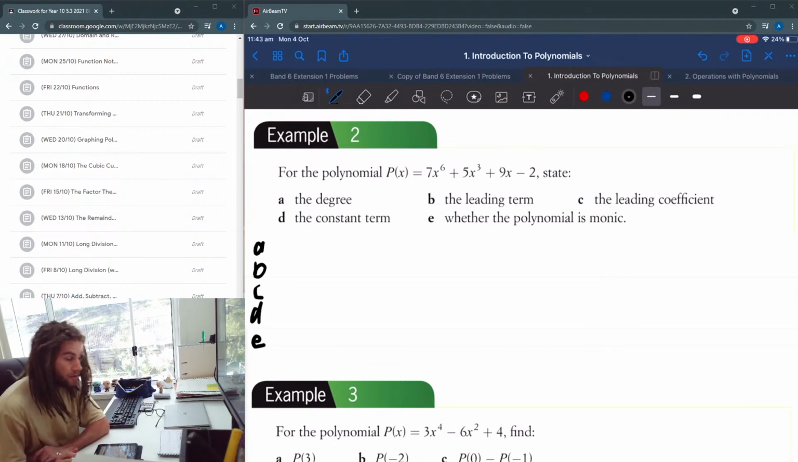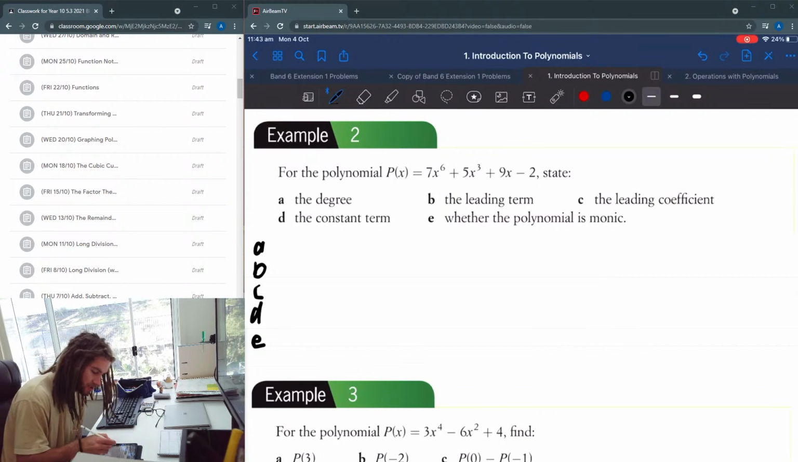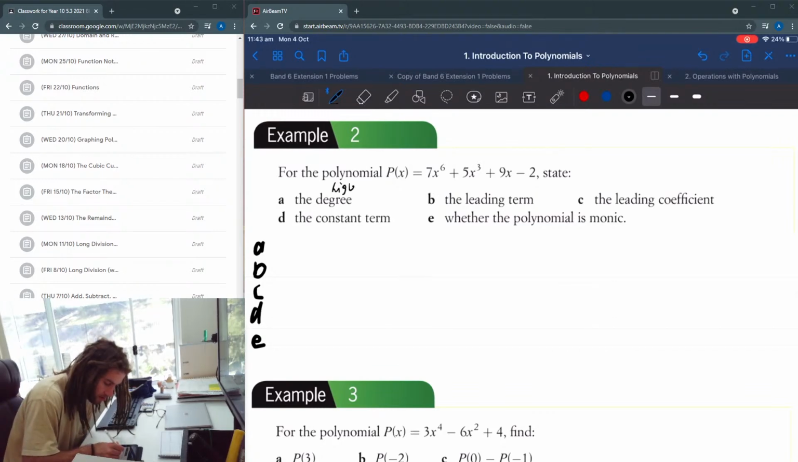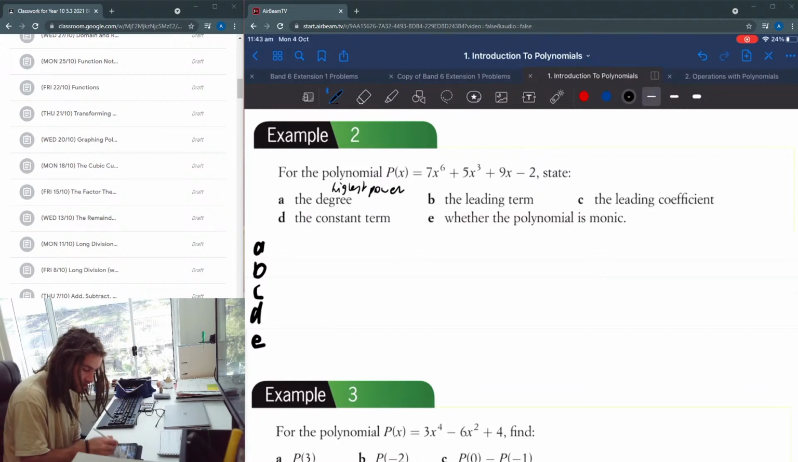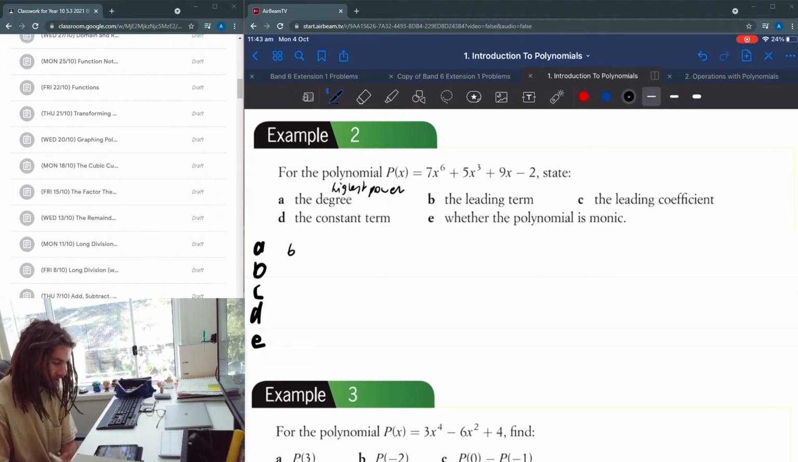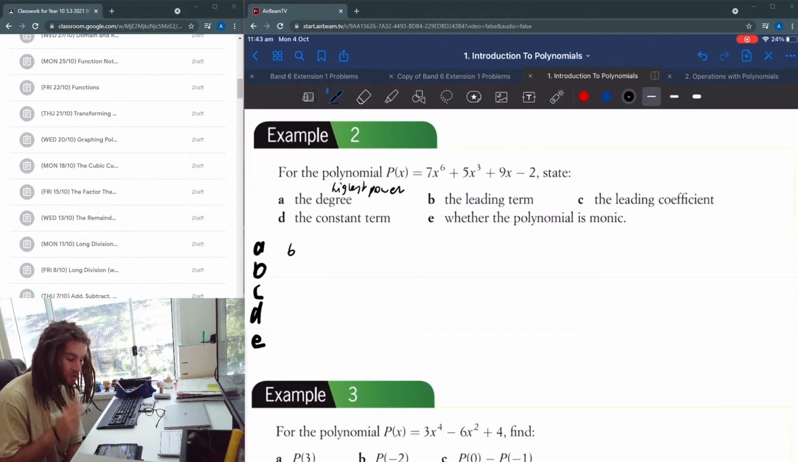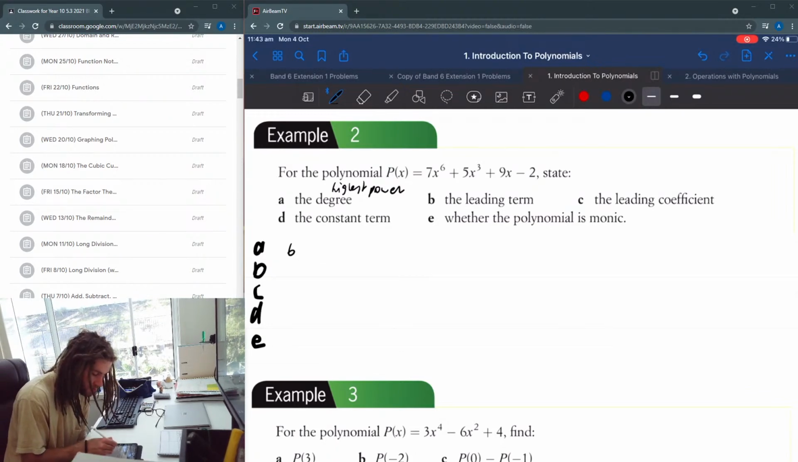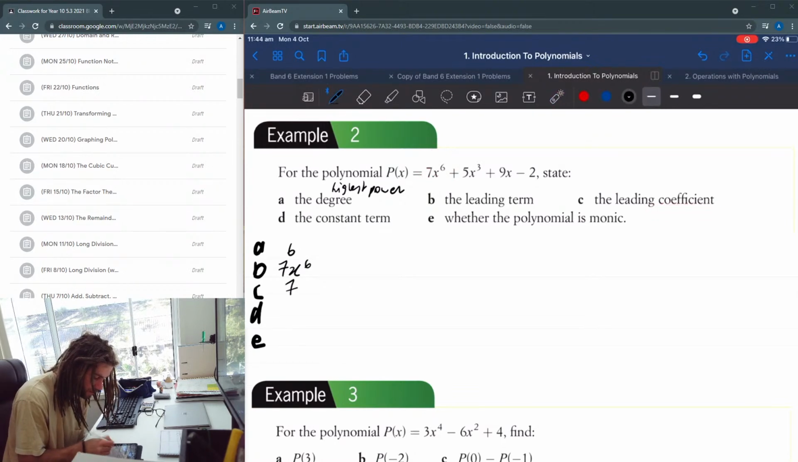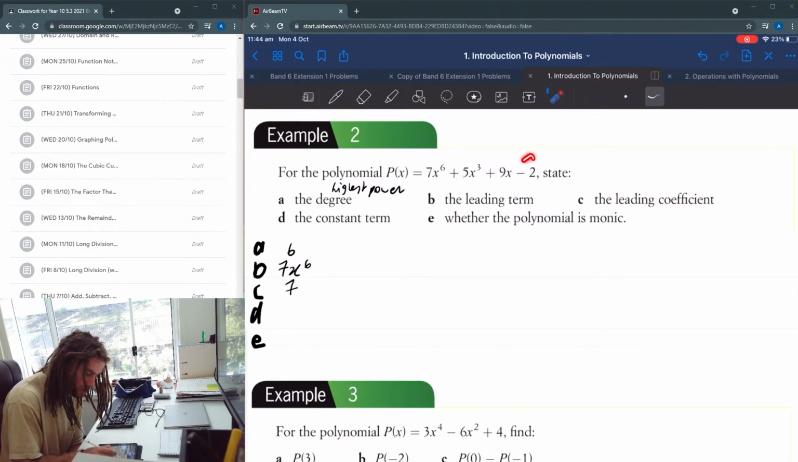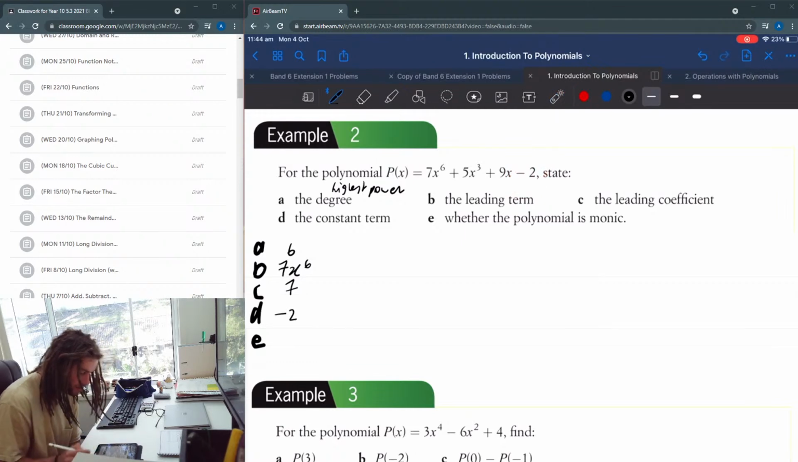Okay, the degree. I haven't actually spoken about what the degree is, but the degree is just the highest power. I must have skipped that. So the degree is the highest power. For this, the highest power you can see is 6. It's actually in order for us. So happy with that, degree is 6. The leading term is the term that has the highest power. So the term is 7x to the power of 6. So just the whole thing. The leading coefficient is just the number, so 7. D, the constant term, so the term on the end, minus 2. Don't forget the minus, so that's minus 2.